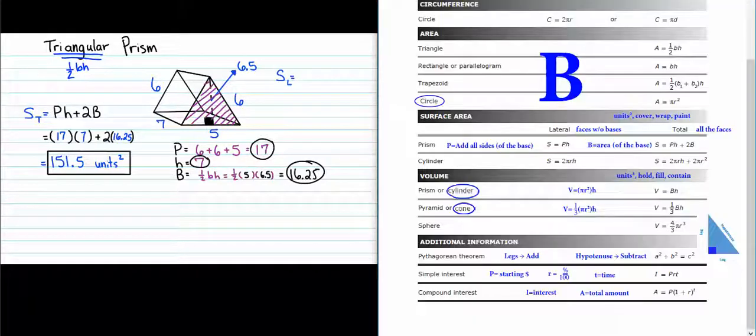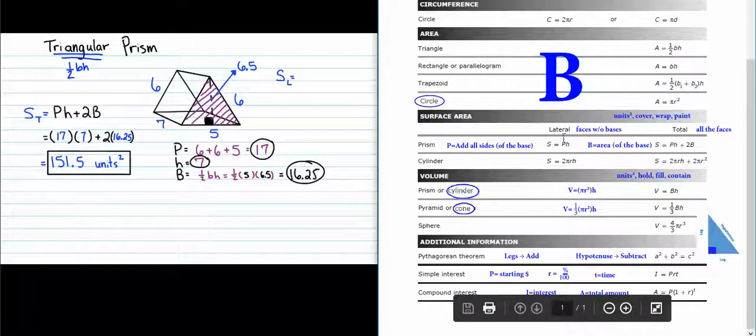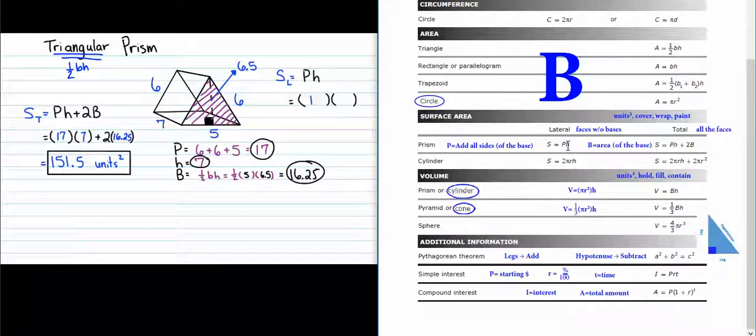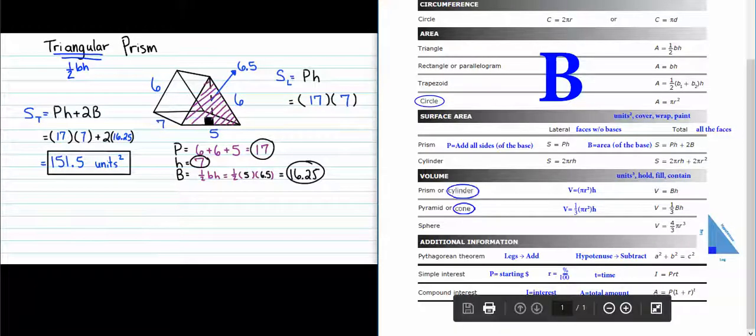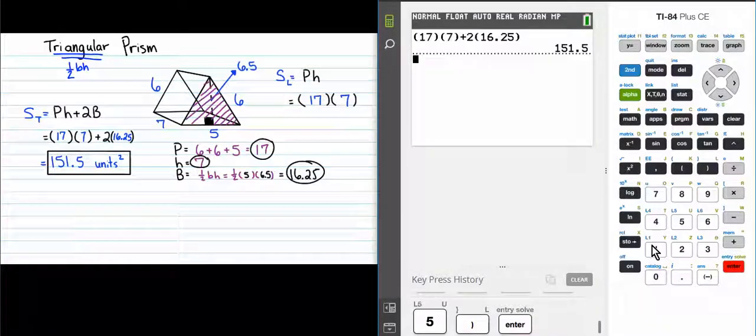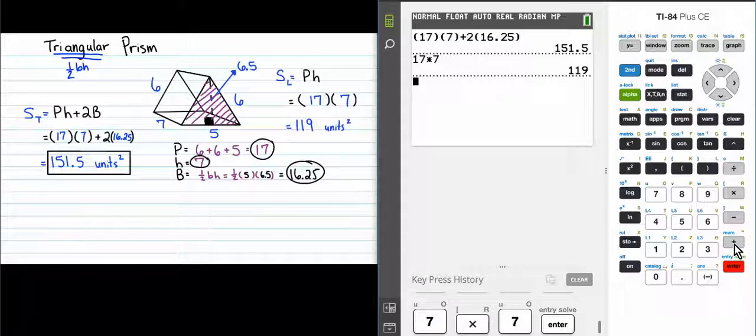And then onto the lateral. So my lateral surface area will be pH, and my P I'll just reuse as 17 and my H as 7. So what's 17 times 7 for a lateral surface area? And I get 119 units squared. Alright, so this has been a quick review on how to use your surface area formulas.